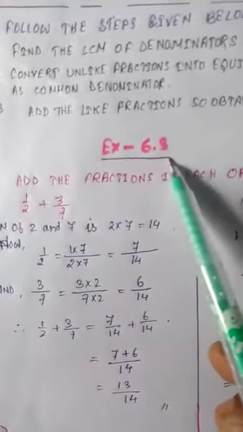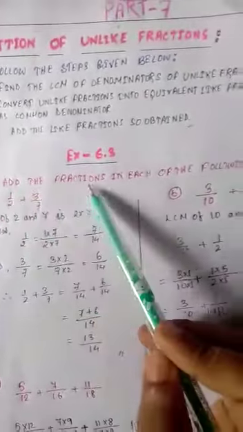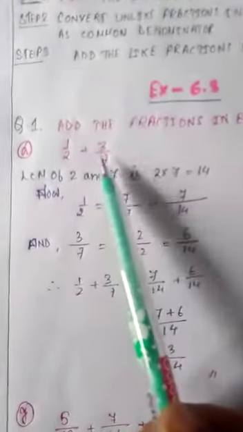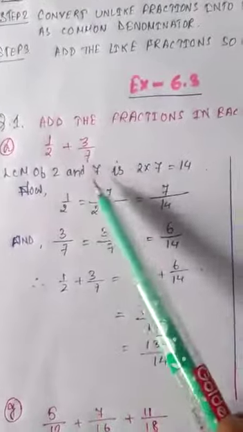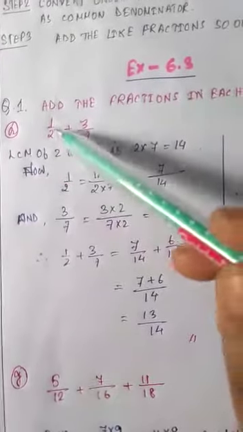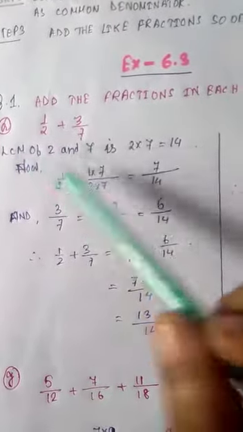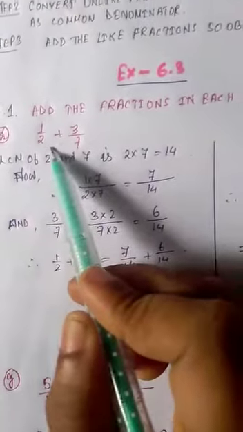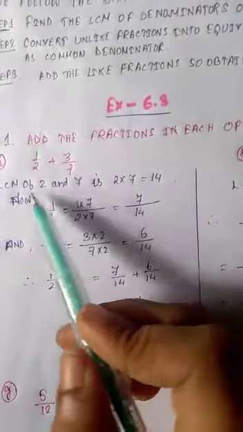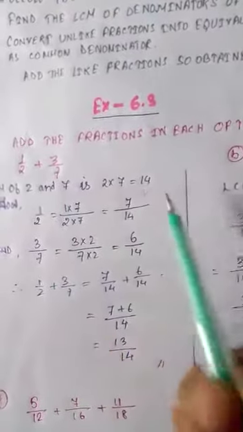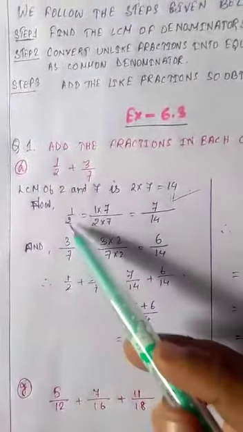Begin exercise 6.3. Our question number 1 is: add the fractions in each of the following. Question 1a is 1/2 plus 3/7, so we have to add it. According to the rules, at first we have to find the LCM, as both are unlike fractions. Both 2 and 7 are prime numbers, so their LCM will be their product, 2 into 7, which is 14. Now we have to make the equivalent fractions.